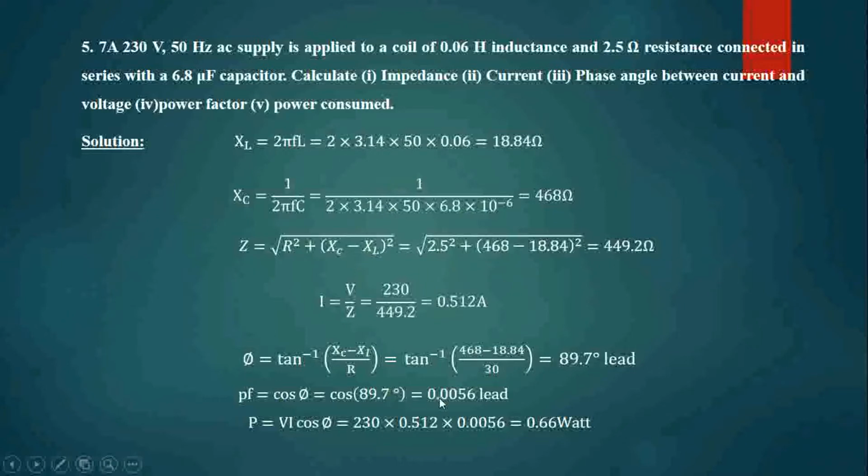So from that we can find out the power factor. Cos phi is equal to 0.0056 leading, cos of 89.7. And P is equal to VI cos phi. From that we can get the value of power in watts.